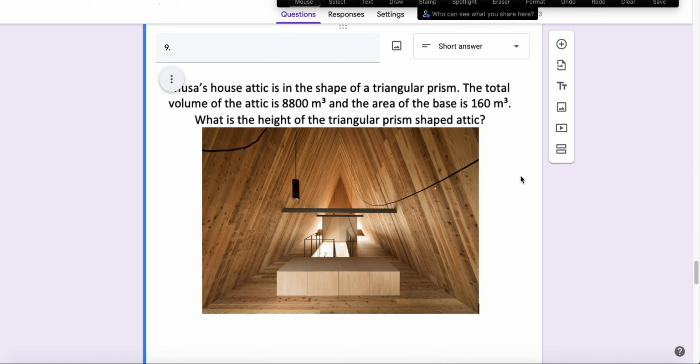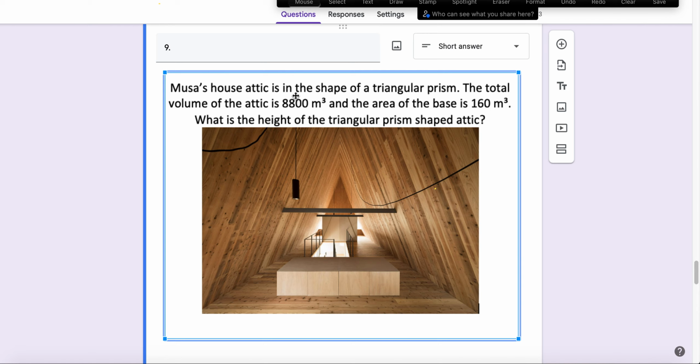Hey everyone, and this is going to be explaining question 9 of lesson 3, volume of triangular prisms. So this question says, Musa's house attic is in the shape of a triangular prism. So we can see it's in the shape of a triangular prism. Even though it's open at both ends, it's still a triangular prism. The total volume of the attic is 8,800 meters cubed, and the area of the base is 160 meters squared.